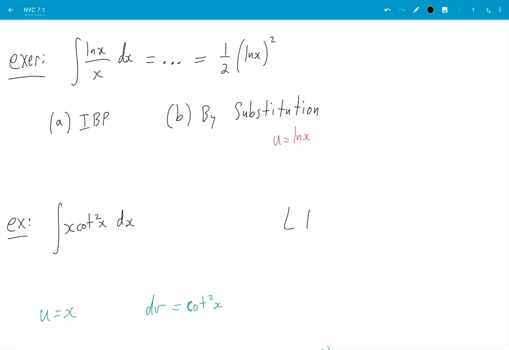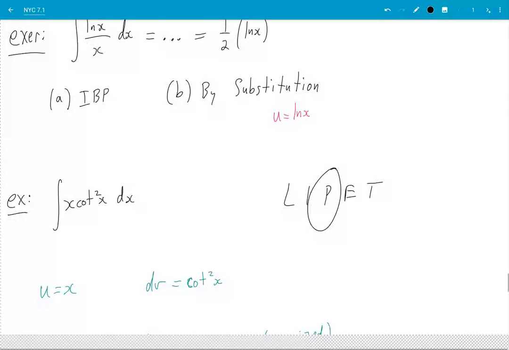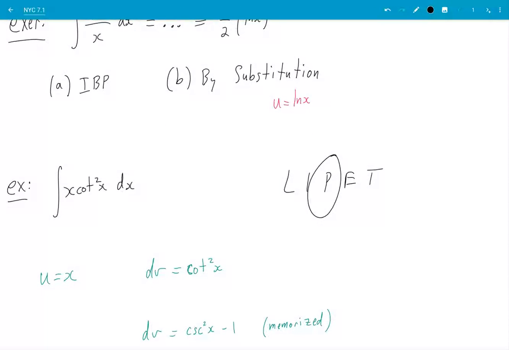I guess I'm following LIPET here. So you have your polynomial being chosen as u. Okay, x to the 1 is a polynomial. To find du is simple, but to find dv is not so simple. What I'm going to have to do is use a memorized trig identity. Okay, so I've memorized that cotangent squared and cosecant squared are related this way.